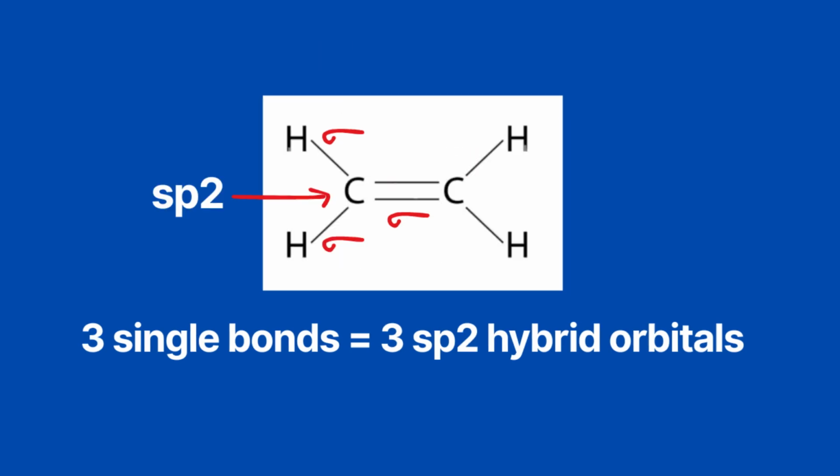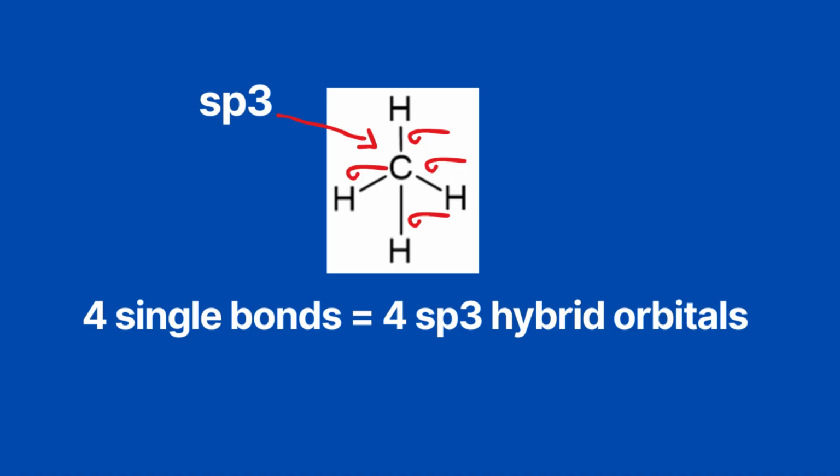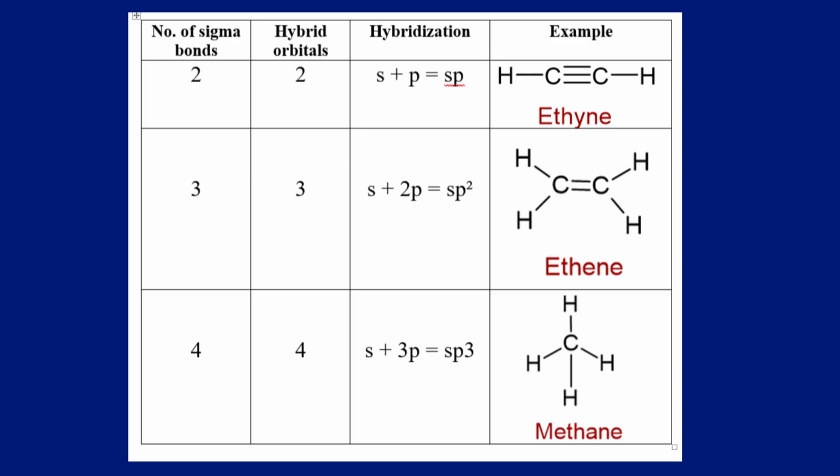Similarly, if 3 sigma bonds are present in the molecule, that means 3 sigma bonds will be formed because of the formation of 3 hybrid orbitals. And the formation of 3 hybrid orbitals is possible in case of sp². So that is how you can recognize it as sp². Now coming to 4 single bonds, if any carbon atom in a molecule is forming 4 single bonds, those 4 single bonds will be formed from 4 hybrid orbitals, which is possible only in case of the sp³ hybridization state. So this is how, by looking at the number of single bonds involved for each carbon, you can recognize the hybridization state instantly.